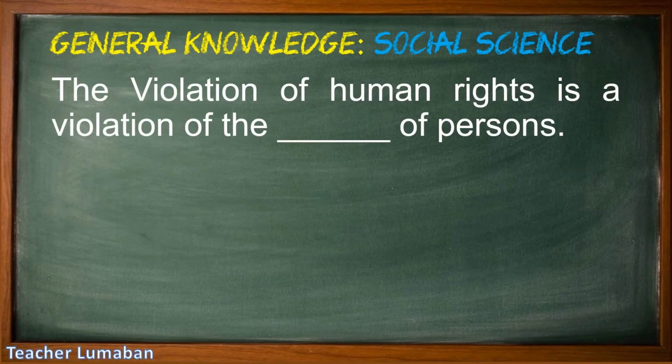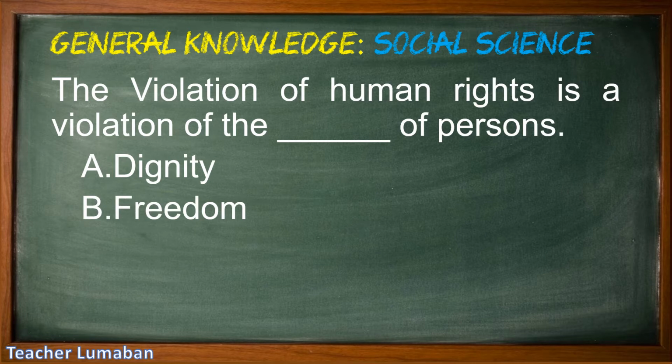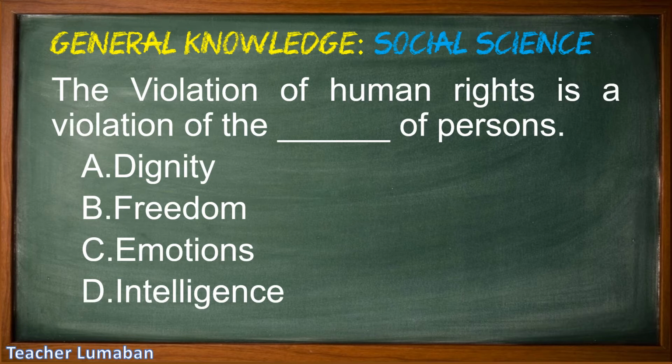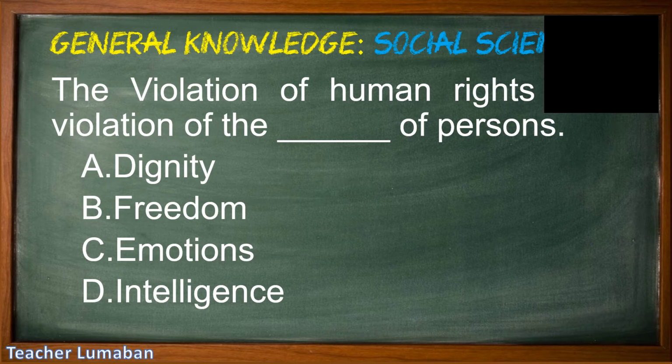The violation of human rights is a violation of the blank of persons. Letter A. Dignity. Letter B. Freedom. Letter C. Emotions. Letter D. Intelligence. Please determine the suitable answer to the following choices in 5 seconds.